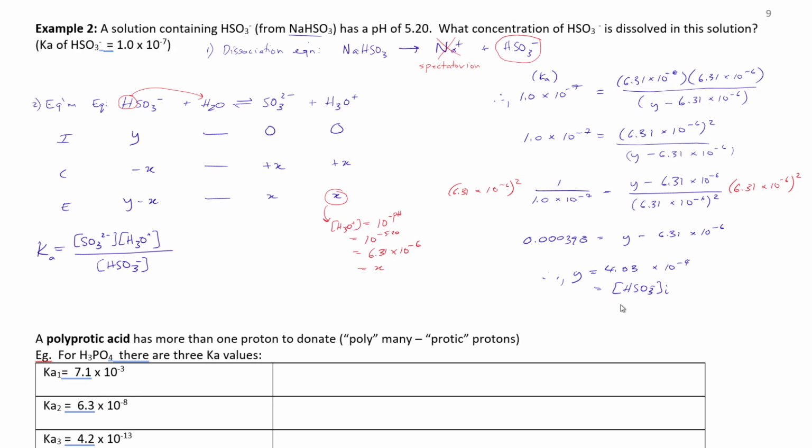So that's my initial concentration of bisulfite, and knowing that there is one bisulfite for every one sodium bisulfite that dissolved, I had to dissolve a concentration of 4.03 times 10 to the negative 4 molar sodium bisulfite in order to produce this pH. Again, we don't look at the concentration of sodium because it doesn't participate in the acid equilibrium, so we call it a spectator ion. But we can't get the bisulfite without dissolving sodium bisulfite. So the sodium is necessary to obtain the bisulfite, which produces the pH that we're looking for.